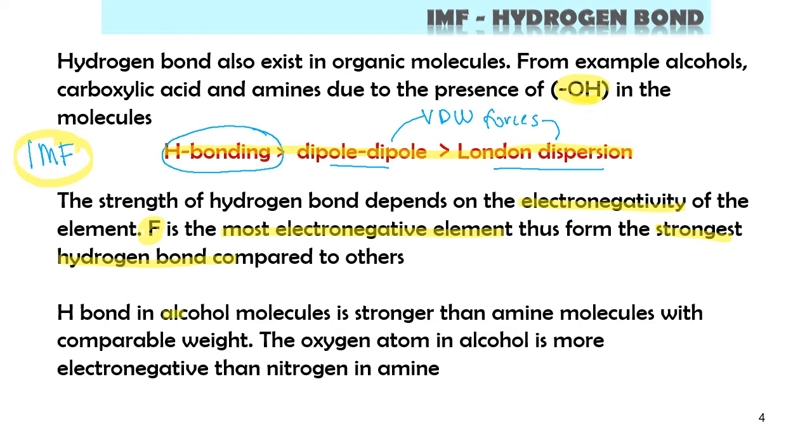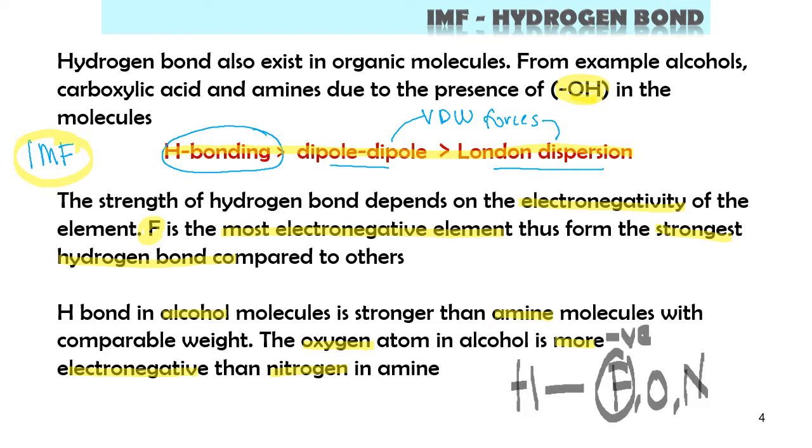Hydrogen bond in alcohol is stronger compared to amine. Why? Okay, we must compare molecules of similar weight. So this is because the oxygen atom in alcohol is more electronegative compared to nitrogen. Okay, so remember back F-O-N. So, HFON. So fluorine is the most electronegative, followed by oxygen as the second and the third one is nitrogen.